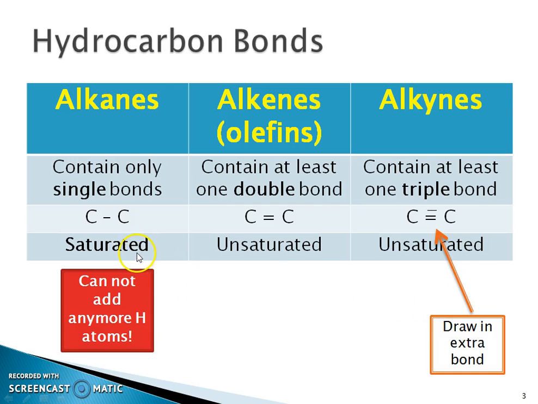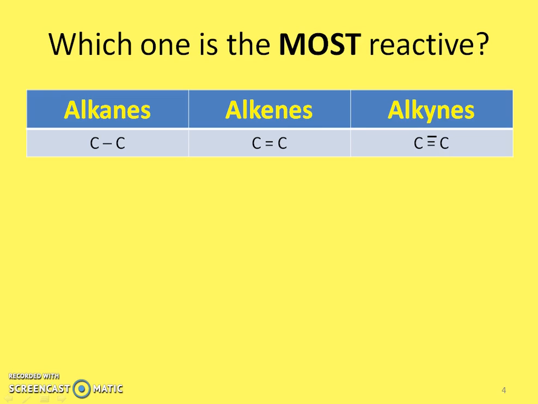And then if we look at saturation, a saturated molecule cannot add any more hydrogen atoms. So your alkanes are going to be your most saturated, and your alkynes are going to, of course, be your most unsaturated, that we can add hydrogen atoms to in a chemical reaction. So if we look at these three types of hydrocarbons, which one do you feel is going to be the most reactive?